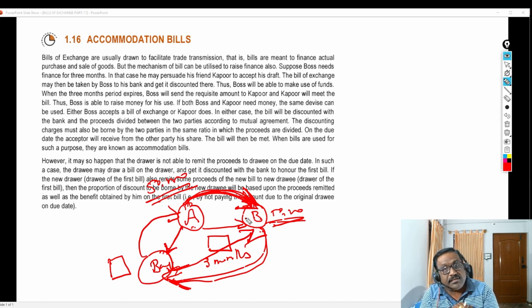Why am I calling it an accommodation bill? Because B is accommodating A in terms of accepting the bill so that A can go to the bank, discount the bill and get his requirement. Then what A has to do? Before the due date, A has to go and pay this 50,000 rupees to B so that B can pay that amount to the bank and the transaction will get closed. This is one way of accommodation of bill.